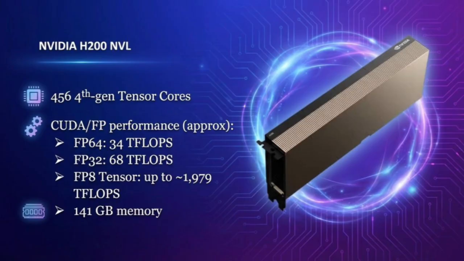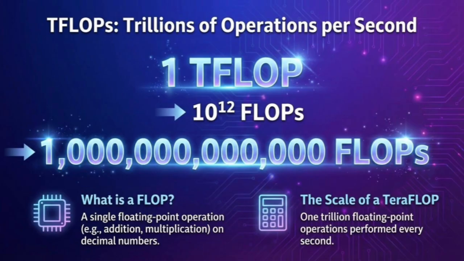Okay, here's another graphic, just explains that one TFLOP is 10 to the 12th floating point operations per second. A floating point number is just a decimal number. By the way, the person who figured out how to represent those in the computer was none other than Alan Turing.